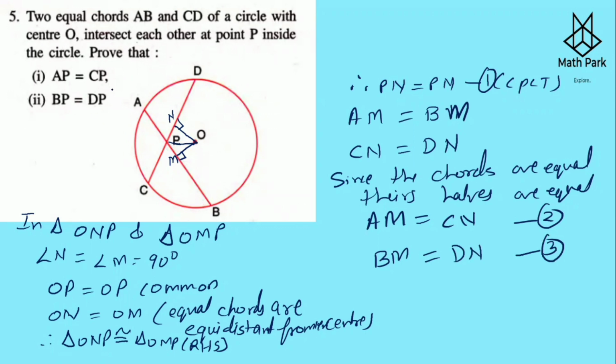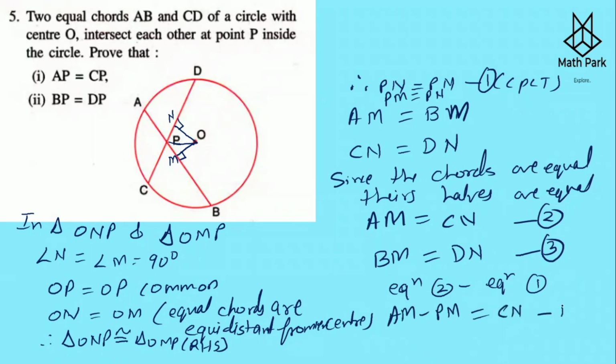Now, we want to prove AP is equal to CP. So what should we do for getting AP? You need to subtract PM. Since PN is equal to PM, we can also write PM is equal to PN. This is our equation 1. So we'll do equation 2 minus equation 1. So we have AM minus PM is equal to CN minus PN, and AM minus PM is nothing but AP, and CN minus PN is nothing but CP. So thus we are done with the first part.